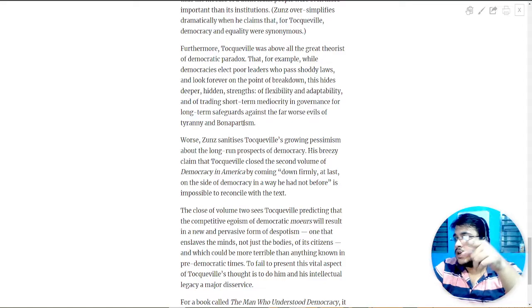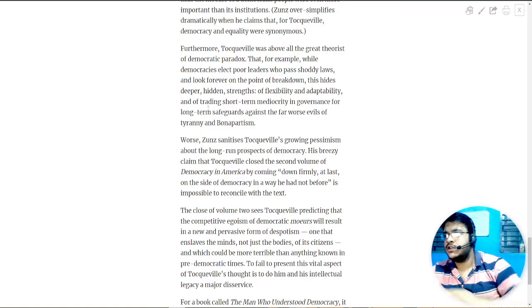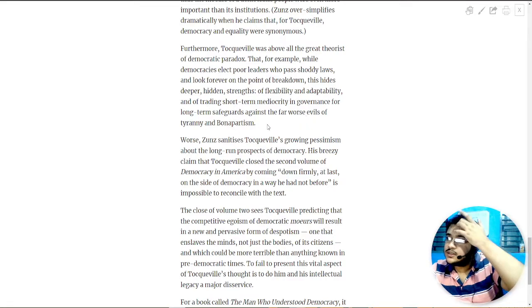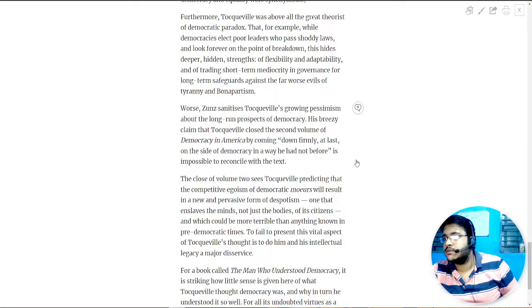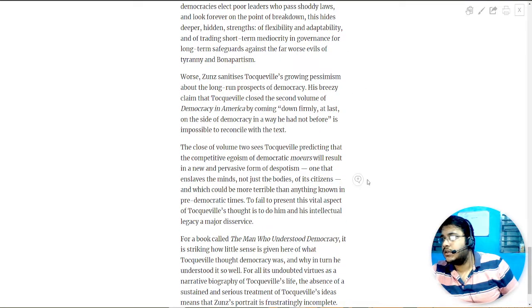Okay, and now we will talk about this thing. For example, while democracies elect poor leaders who pass shoddy laws and look forever on the point of breakdown, this hides a deeper hidden strength of flexibility and adaptability. The trading short of mediocrity in governance is a long-term safeguard against the far worse evil of tyranny and Bonapartism. Zunz sanitizes Tocqueville's growing pessimism about the long-run prospect of democracy. His breezy claim that Tocqueville closed his second volume at last on the side of democracy in a way he had not been before is impossible to reconcile with the text.